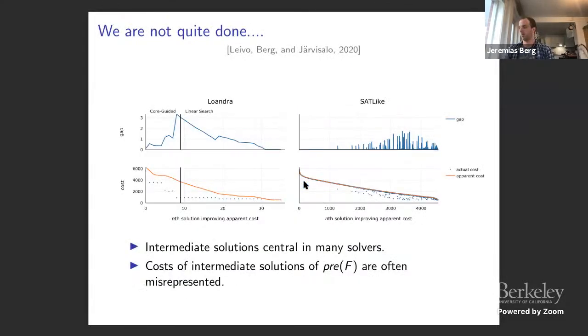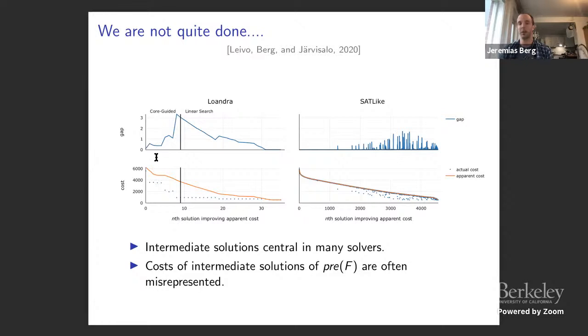And while this fixes the first problem, more recently we've looked at what happens to intermediate solutions found during SAT solving. And we see that there's still other issues to be solved when it comes to integrating MaxSAT solving and MaxSAT preprocessing. The plots over here show the difference between the cost of a non-optimal solution obtained during search as computed on the preprocessed side and on the original instance side.